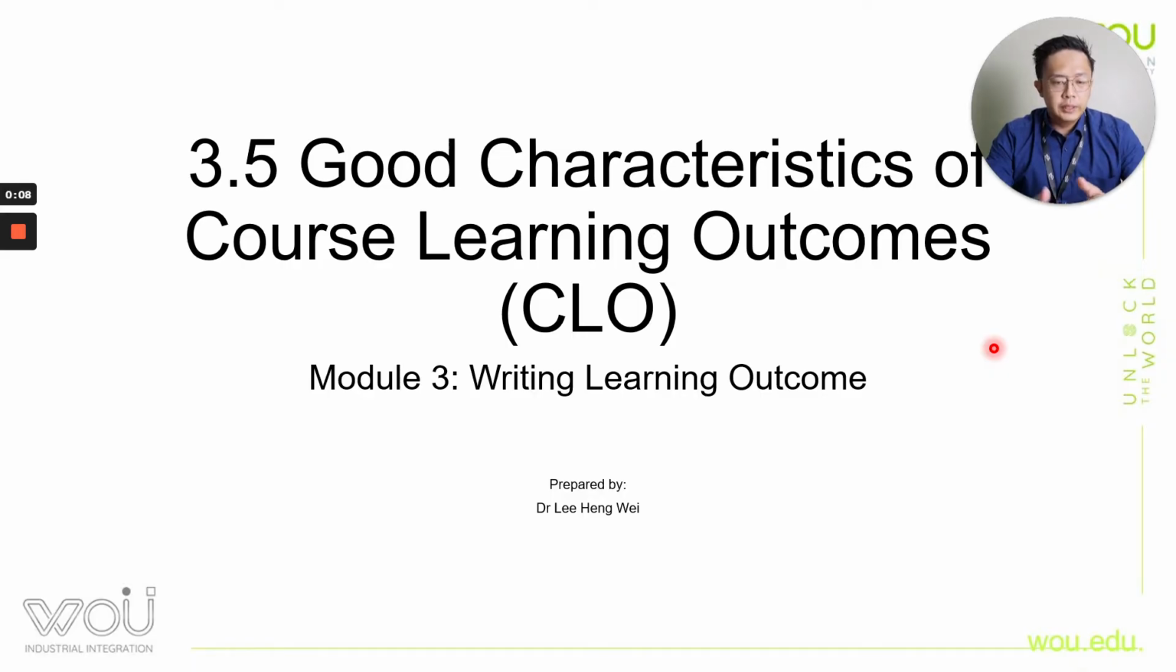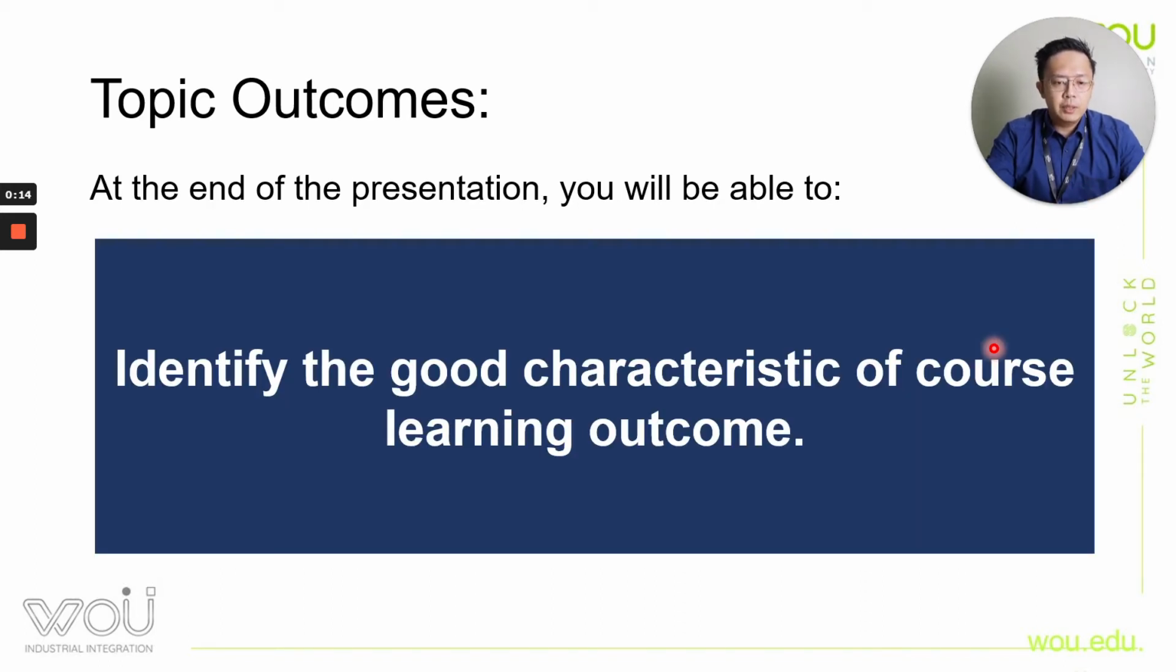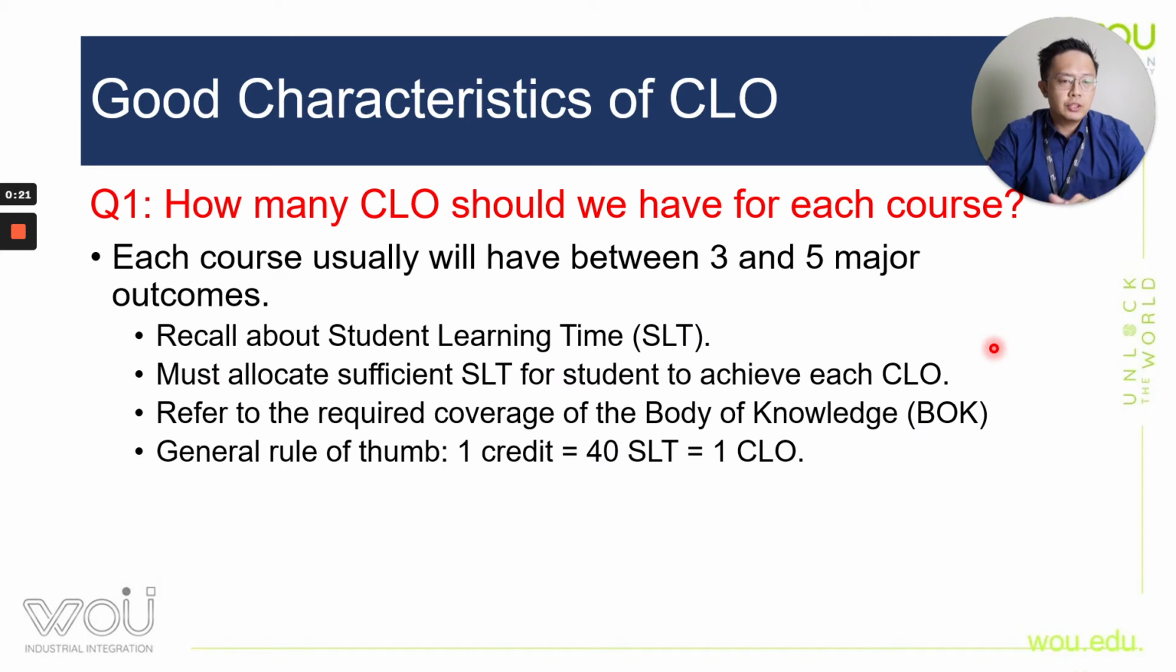In this video, we will explain the good characteristics of course learning outcomes. So you'll be able to identify what the good characteristics of a course learning outcome are. The first question that you'll most often ask is how many CLOs we should set for each of our courses. Normally, we'll have around 3 to 5 major course learning outcomes for each course or each subject.